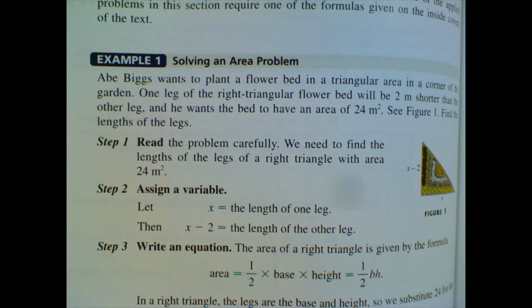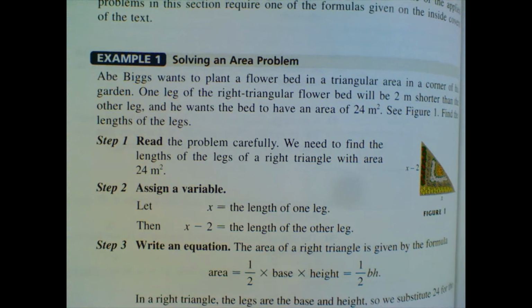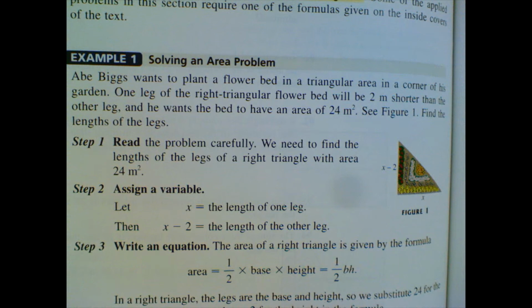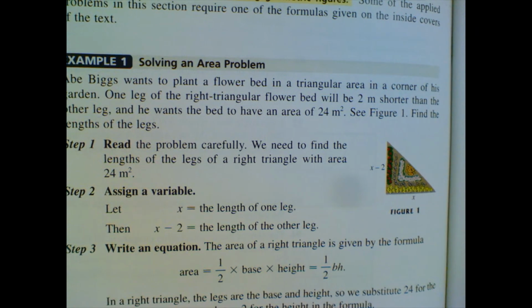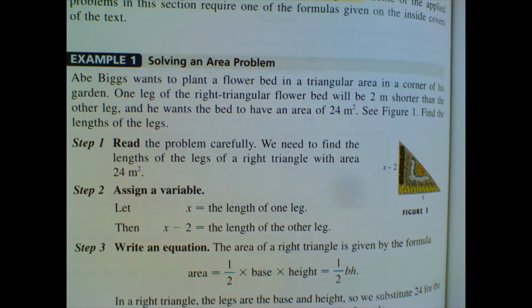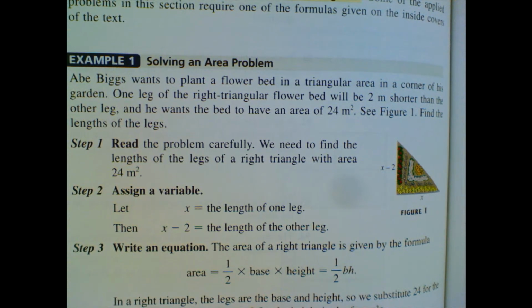Today we're going to look at a couple application problems of quadratic functions, and I'm going to start with example 1 in your book. I'll read it aloud and then we'll look at it on a piece of paper here. It says Abe Biggs wants to plant a flower bed in a triangular area in a corner of his garden. One leg of the right triangular flower bed will be 2 meters shorter than the other leg, and he wants the bed to have an area of 24 square meters. Let's find the lengths of the two legs.